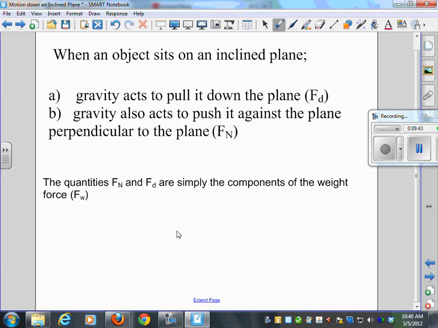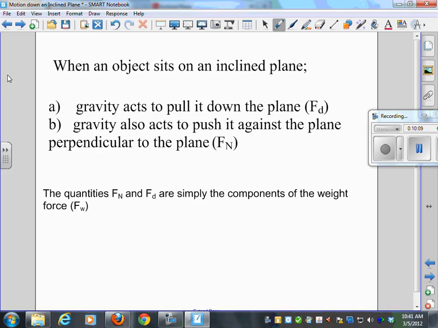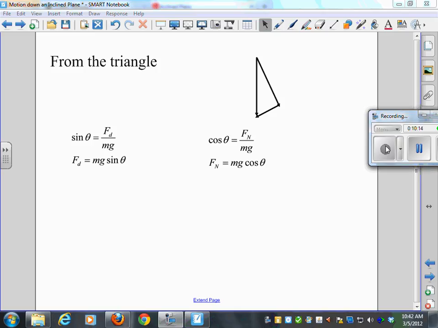Okay? Now what we've sort of done here is, and if I could just go back to this, I know you guys are copying that. What I've done is I've sort of changed the axis. Instead of the axis being X and Y, I've sort of rotated the axis, and this is the component that is the old Y, and this is the component that's the old X, but I've just relabeled them, just sort of twisted, that's all. Okay, so it's a components idea. So the quantities Fn and Fd are simply the components of the weight force. Okay. So what we need to do is figure out how we determine what those components are equal to.